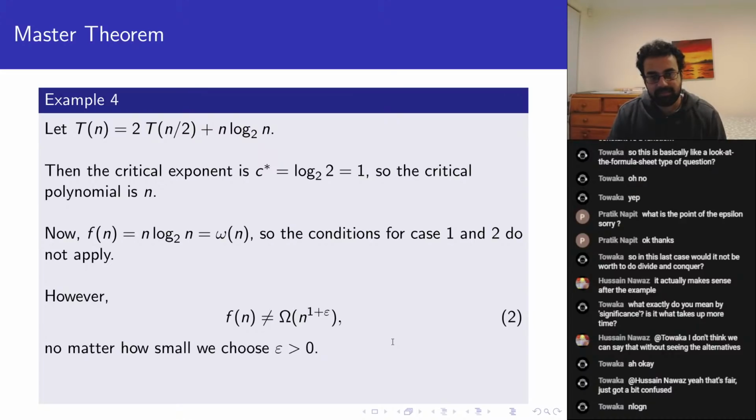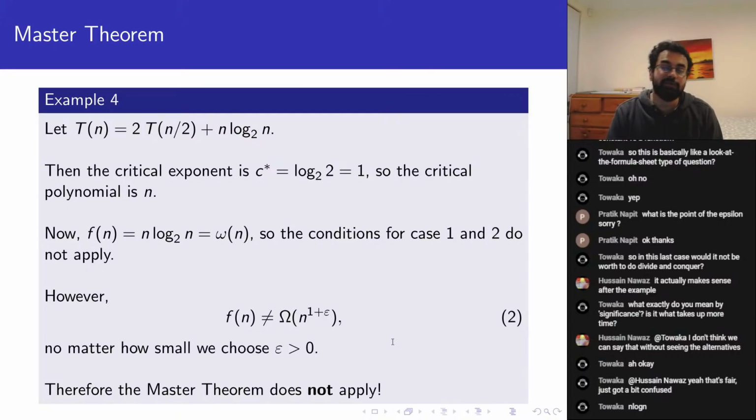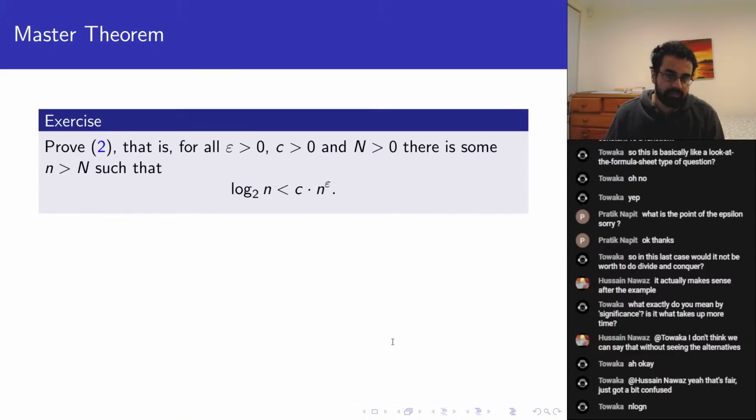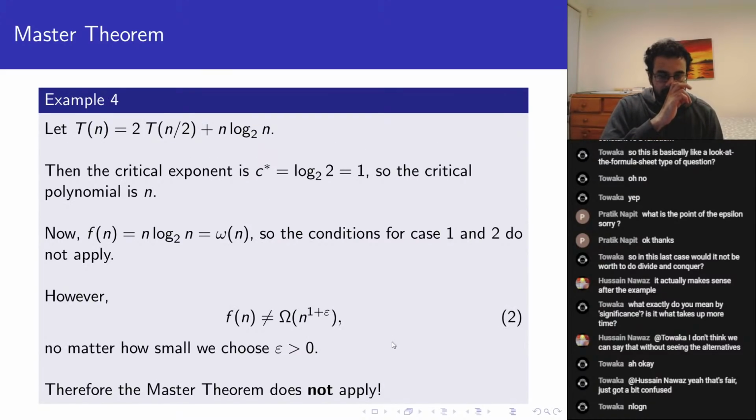So Fn is bounded below by n, in fact strictly so, but it's not bounded below, asymptotically, by n to the power of 1 plus anything. And therefore we're not in any of the 3 cases of the master theorem. We're kind of between case 2 and 3 in some sense. We are strictly faster than the critical polynomial, but not faster than the critical polynomial plus a little bit. Does that make sense?